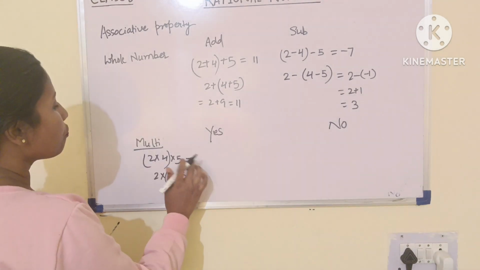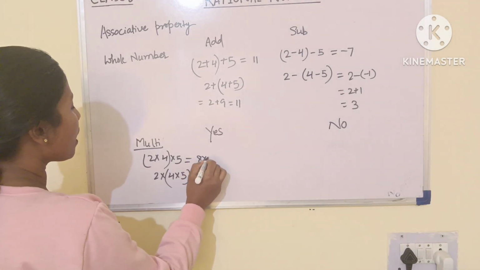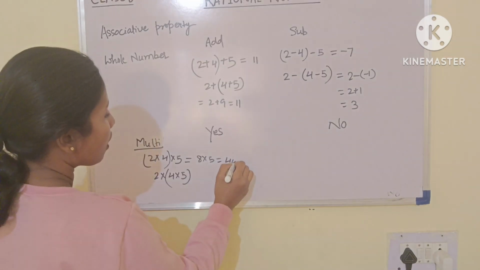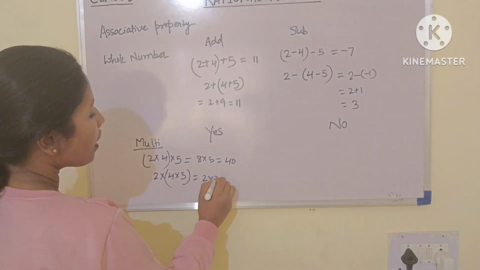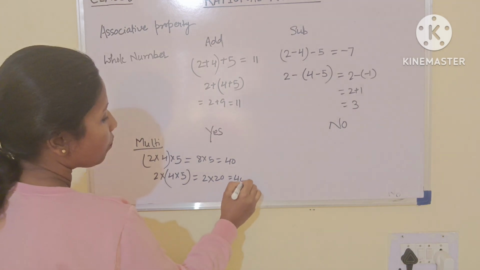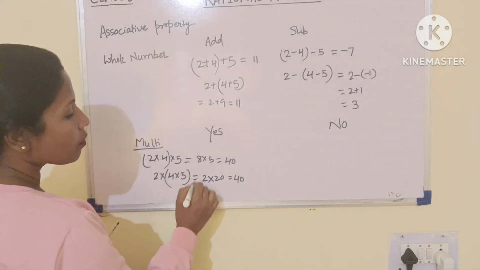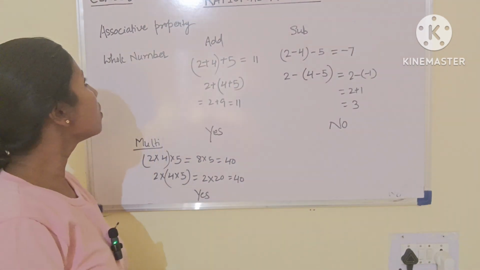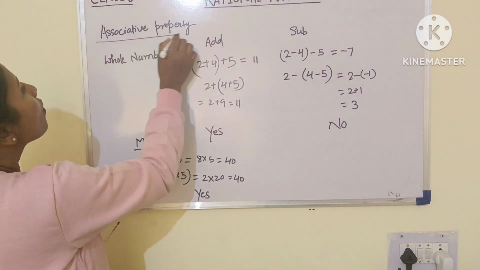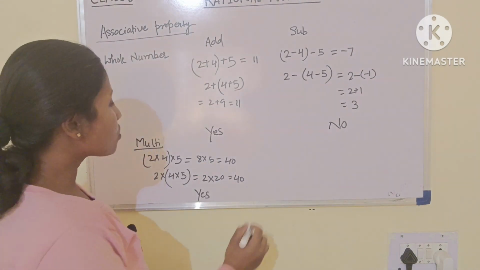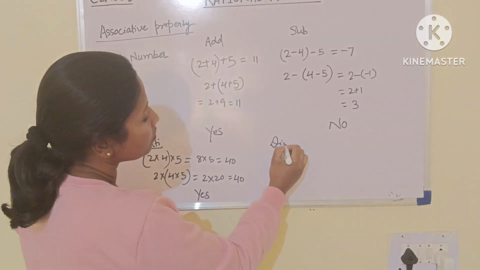Okay. So 2 into 4 into 5, that will be 8 into 5. It's a 40. And here 2 into 20, it's a 40, right? So here also the result is same. So multiplication also follows the associative property.